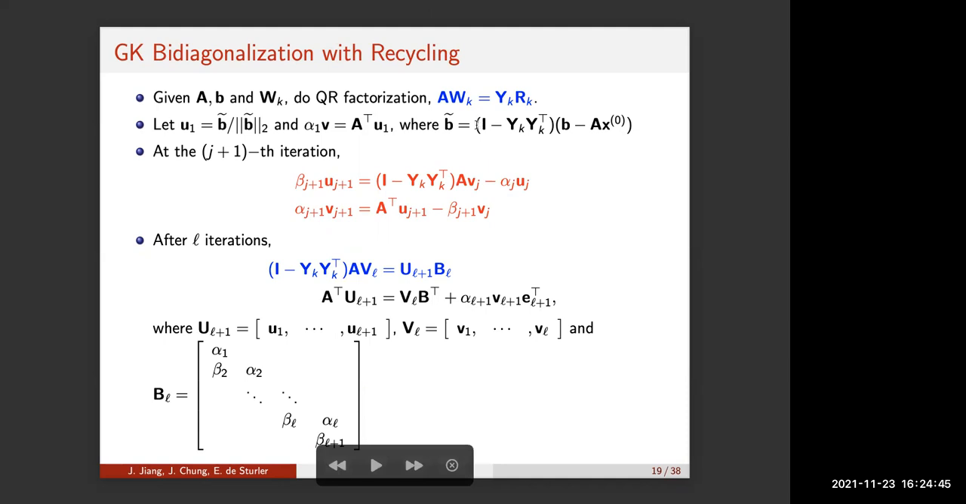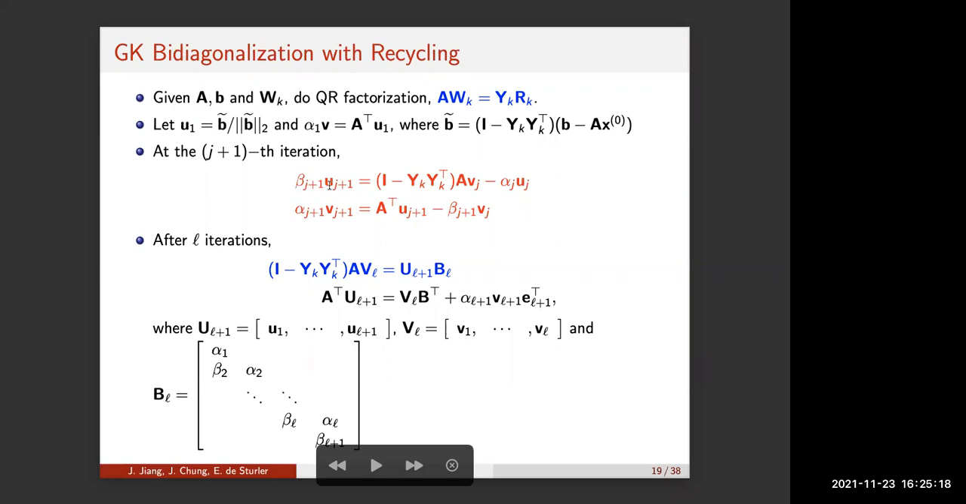Since we changed the solution space, we need to modify the original Golub-Kahn bidiagonalization process. At the beginning, since we changed the solution space, we need to augment our solution space based on some basis vectors W_k. So we do the QR factorization on A W_k, and then we modify the iterative process in this way.